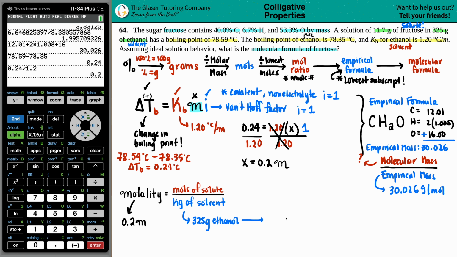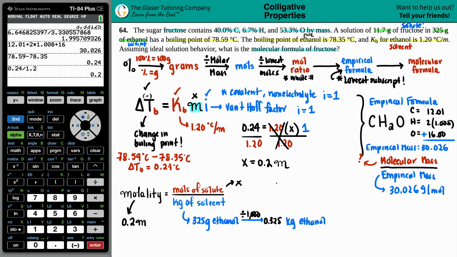So grams to kilograms, I can do that, right? Grams to kilograms, all you got to do is just divide by 1,000. Similarly, take the decimal, move it to the left 3 times, and you get 0.325 kilograms. So we know this value. We know the molality, we know the kilograms, so we can solve for the moles.